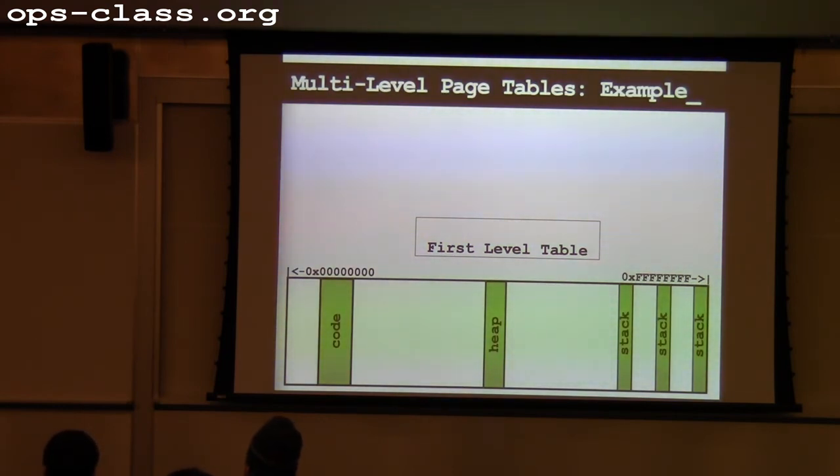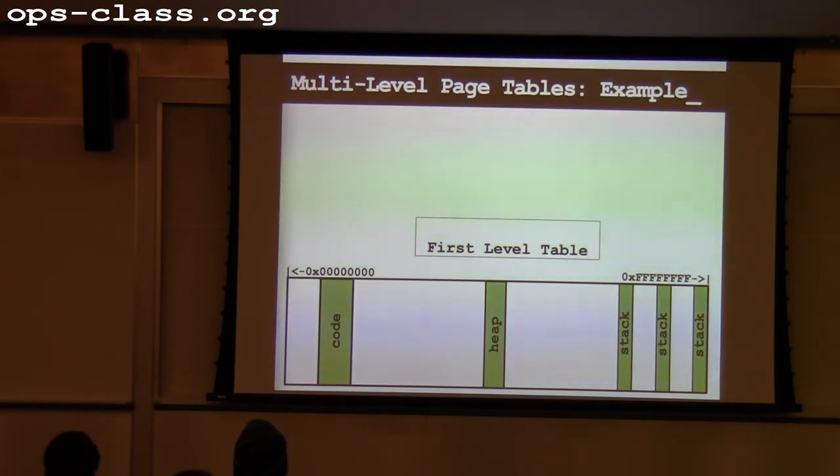So for example, for this process, every process always needs a first level page table, right? I can't translate a single address without a first level page table. Someone want to guess at how many second level page tables this process would have?